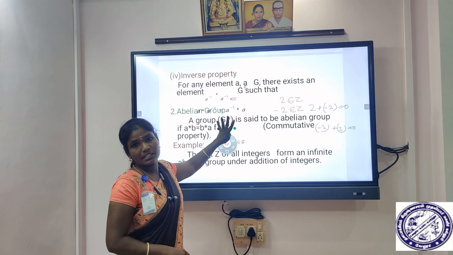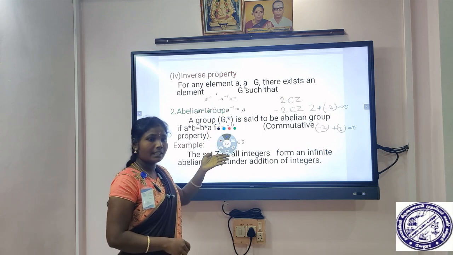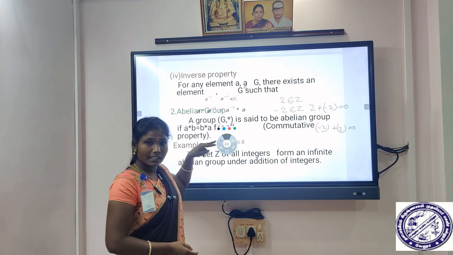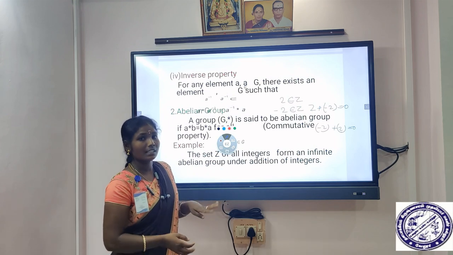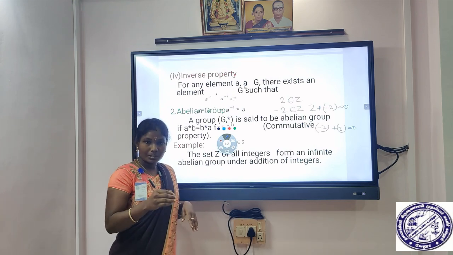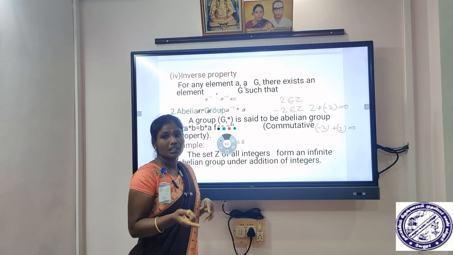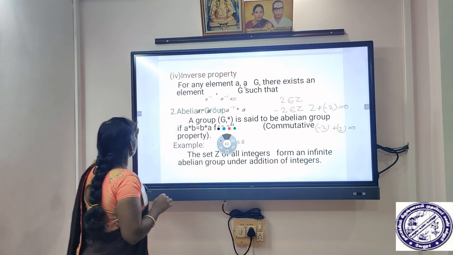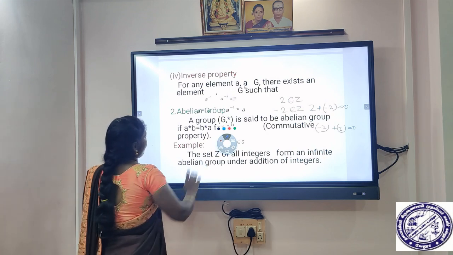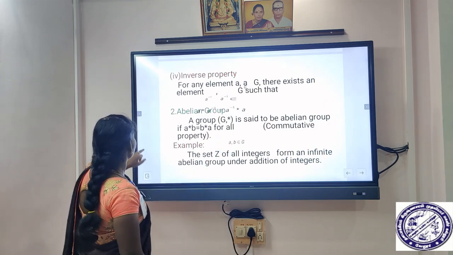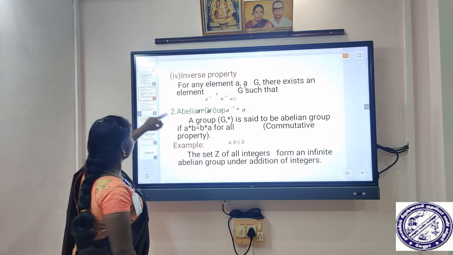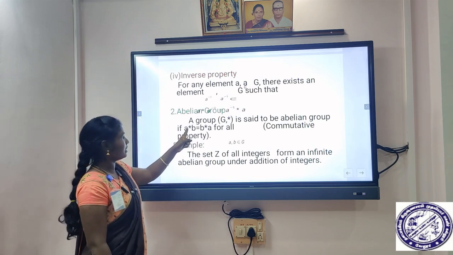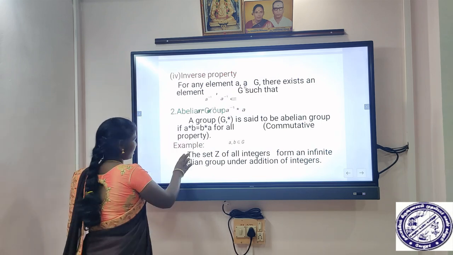So the 4 conditions are satisfied in the given set. It is called a group. Next, the set of integers is also an abelian group. It must satisfy one more condition. So what is the condition? The commutative property. The commutative property condition is A star B equal to B star A.